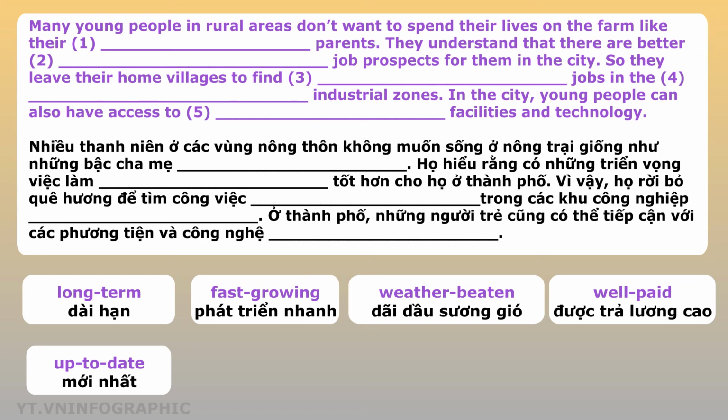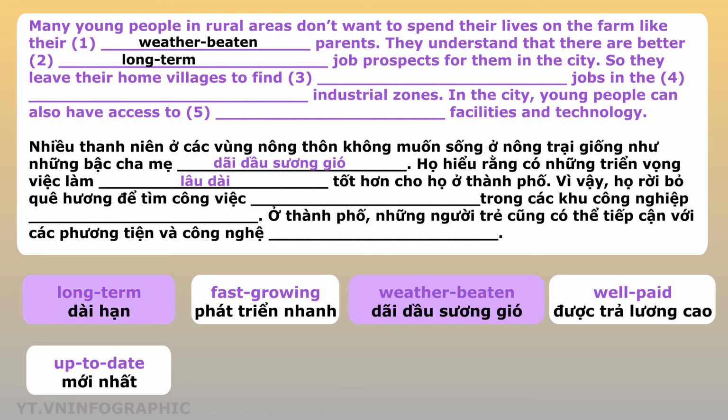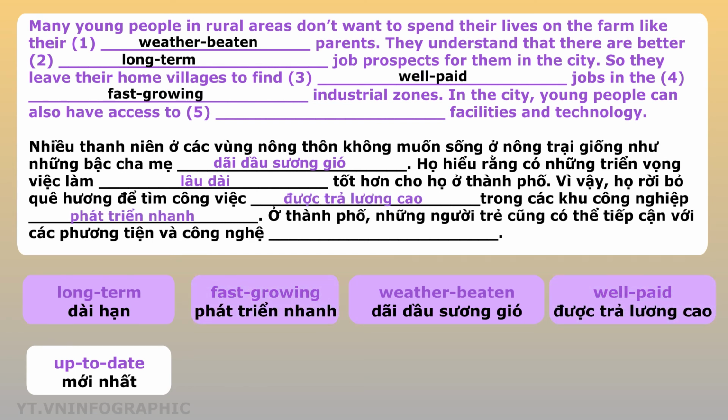Many young people in rural areas don't want to spend their lives on the farm like their weather-beaten parents. They understand that there are better long-term job prospects for them in the city. So they leave their home villages to find well-paid jobs in the fast-growing industrial zones. In the city, young people can also have access to up-to-date facilities and technology.